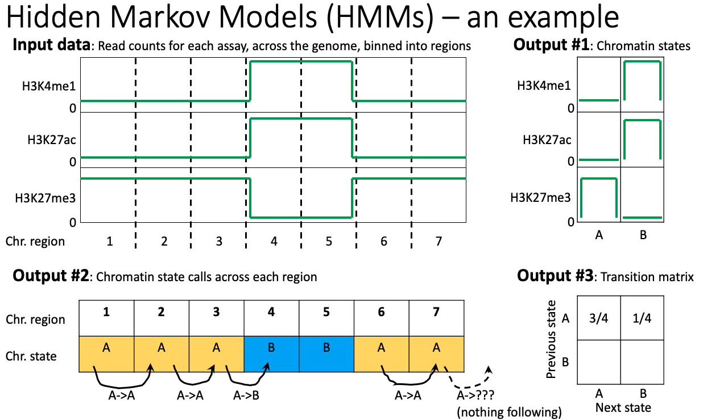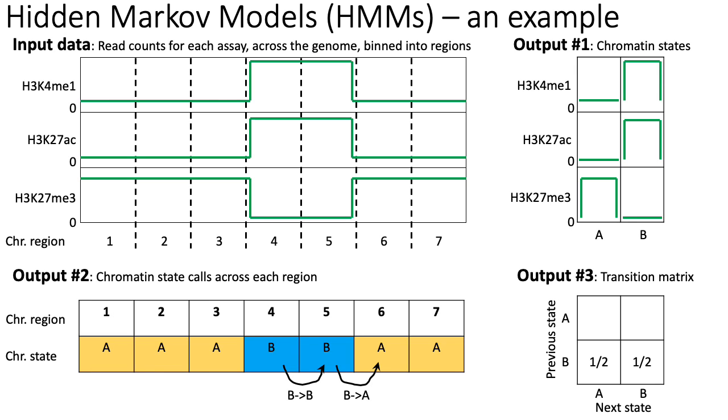If you look at the annotation over output number 2, of the regions we're looking at, regions 1, 2, 3, and 6, 3 out of 4 were followed by an A, and only 1 out of 4 was followed by a B. So in our transition matrix table, the entry in the first row and first column would be 3 out of 4, because in 3 out of 4 cases we saw an A followed by an A. And the top right-hand box would be 1 out of 4, because in 1 out of 4 cases we saw a B following an A.